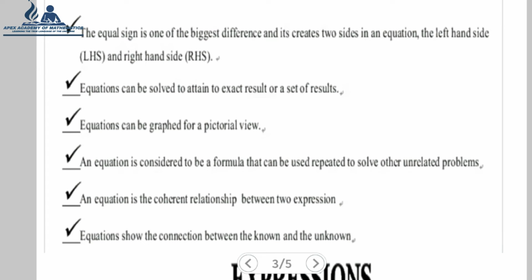The equal sign is one of the biggest differences, and it creates two sides of the equation, a left-hand side and a right-hand side. We refer to the left-hand side in short form as LHS, and the right-hand side as RHS. So that's the big difference between an equation and an expression: the equal sign creates two sides. The next difference is that an equation can be solved to attain an exact result or a set of results. The exact result would be connected to the equation, and a set of results would be connected to the inequation.